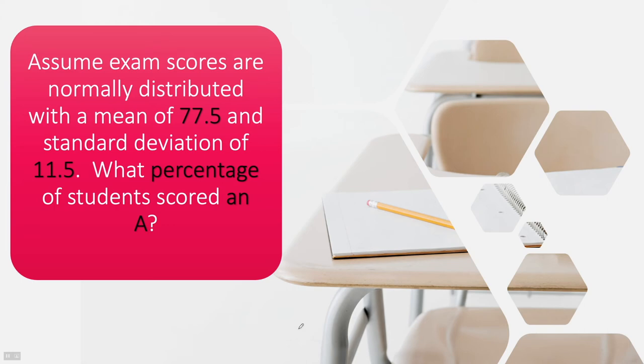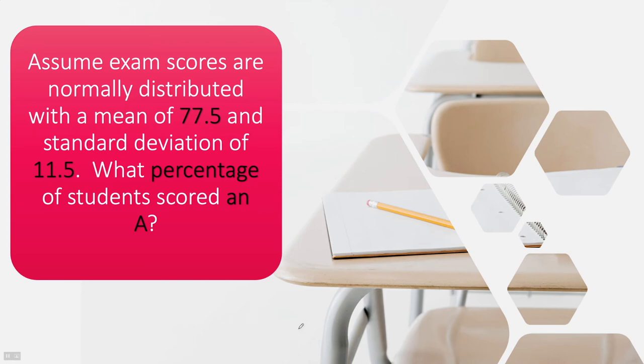We're going to assume that we have some exam scores. These exam scores are normally distributed, which is important. We need that to be true to be able to do all of this. The mean of these exam scores is 77.5 with a standard deviation of 11.5. What percentage of students scored an A? And of course, we're going to assume that this is for a college exam, and almost all college classes define an A as 90% or more. So we want to know what percentage of students scored 90 or more on their exam. That's essentially what this is asking.